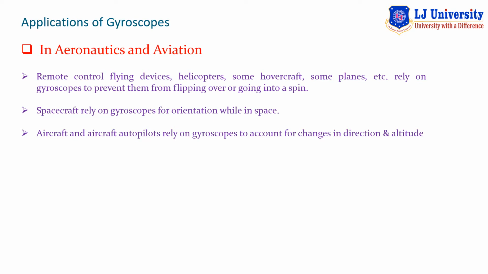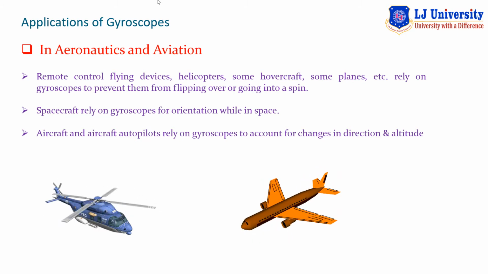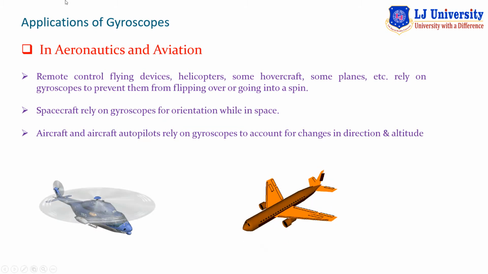Okay, now first we have to discuss the application of gyroscope. Application of gyroscope in aeronautics and in aviation. In aeroplanes and in aviation, gyroscope is used for maintaining the orientation in space, and also for changing the altitude of the position of the aeroplane. Okay, so helicopters, some hovercraft, some planes, etc. rely on gyroscope to prevent them from flipping over or going into a spin.